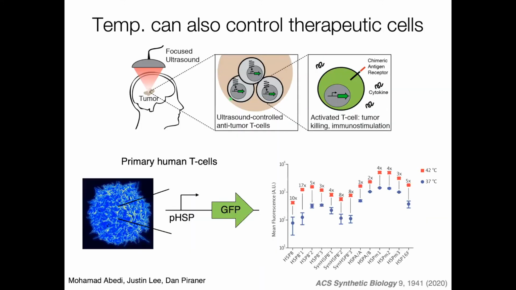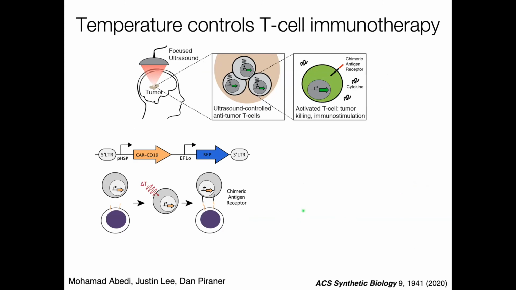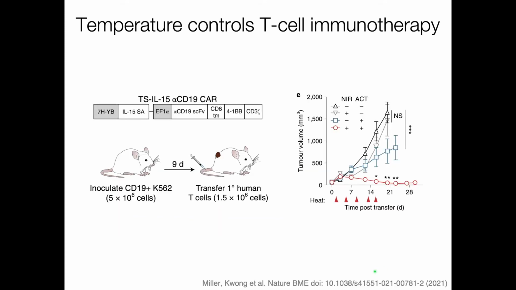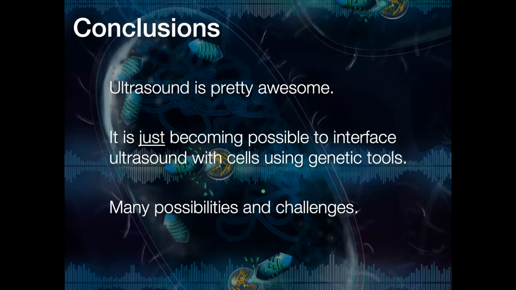And then finally, we can also do this with immune cells, where we showed that we can engineer T cells, for example, to respond to these small changes in temperature. And we can use that to activate tumor killing within those cells. I apologize, I'm running through this way too quickly for comprehension, but I hope you can check out these papers. Okay, so let me come to the conclusion.